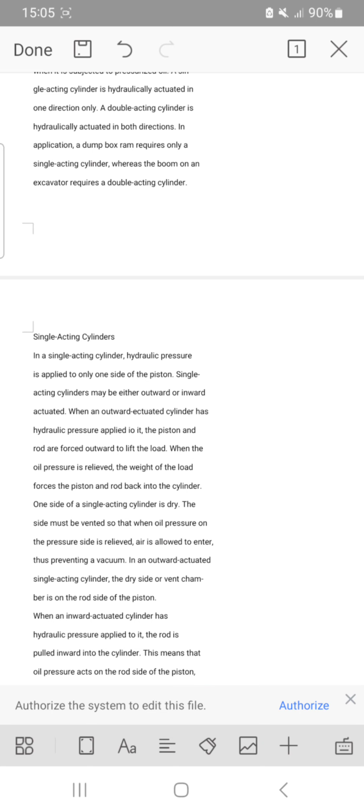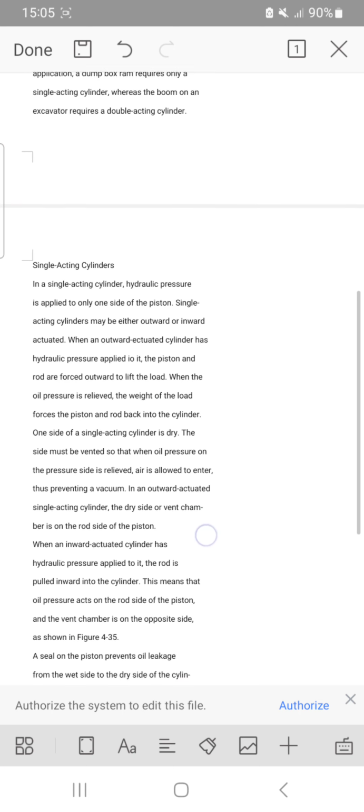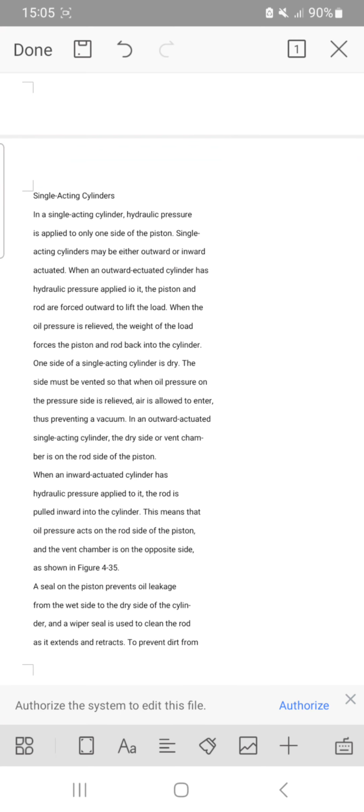of the piston. When an inward actuated cylinder has hydraulic pressure applied to it, the load is pulled inward into the cylinder. This means the oil pressure acts on the load side of the piston, and the vent chamber is on the opposite side as shown. A seal on the piston prevents oil leak from the wet side to the dry.